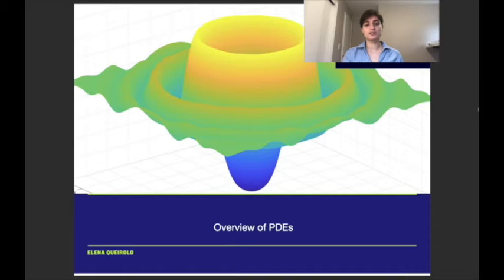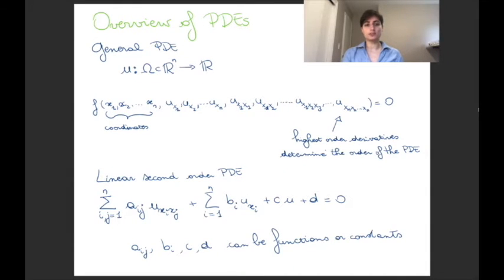This is the review week, so let's take a little bit to just have a brief overview of PDEs. In general, a PDE is a problem in which you want to find a function u that goes from omega, a domain that is a subset of Rn, and this function u is scalar.